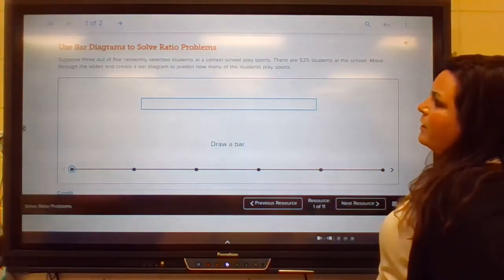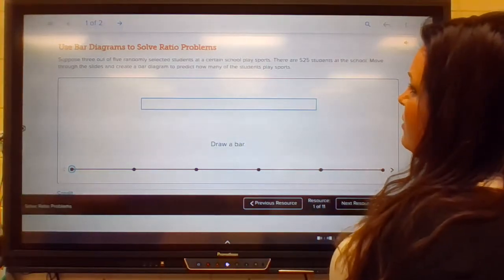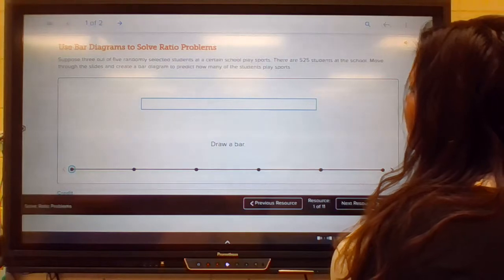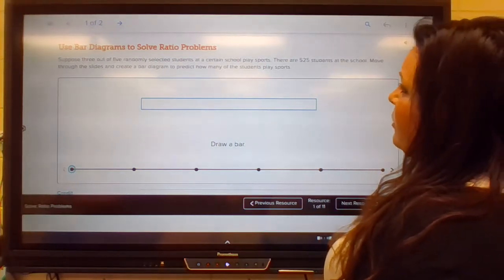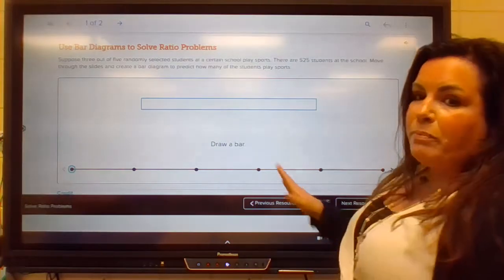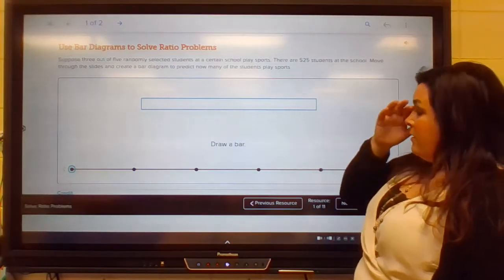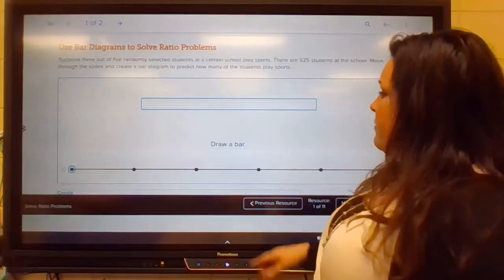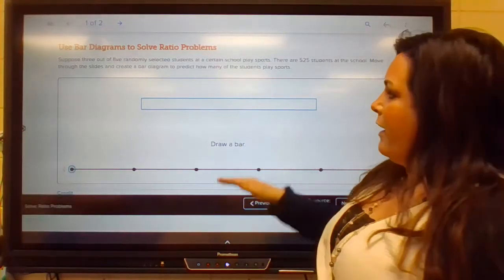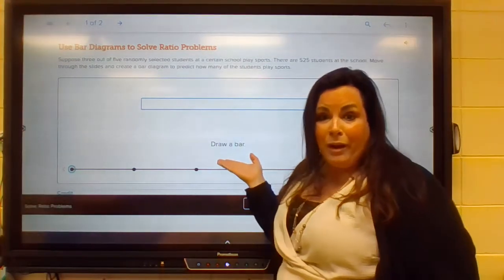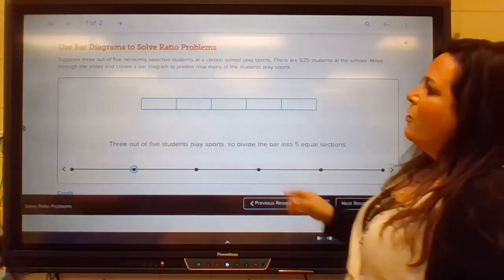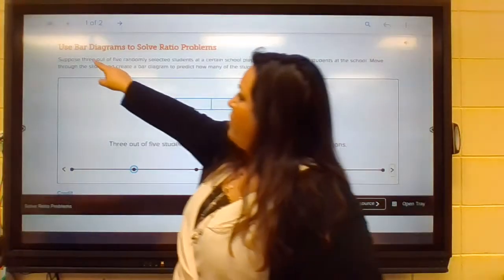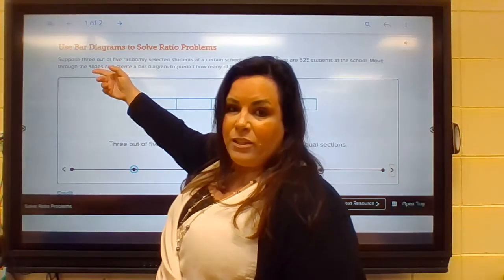So suppose 3 out of 5 randomly selected students at a certain school play sports. There are 525 students at the school. We're going to move through the slides to create a bar diagram to predict how many of the students play sports. So the first thing when we're creating a bar diagram is to draw a bar. Then we go back to our original ratio, 3 out of 5. So that's a fraction, right?